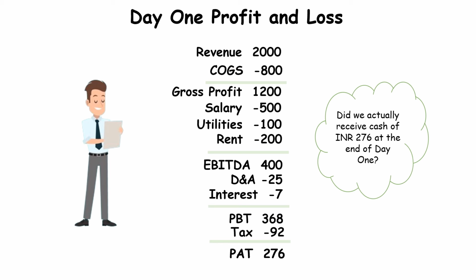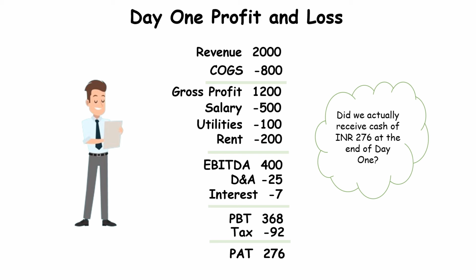Now the big question is, did we actually earn the cash of 276 rupees? The short answer is no, and the reason is that even though we had earned revenue of 2000 rupees, and there were certain cost items, there was no actual cash movement. That's why we will create our cash flow statement to understand how the cash movement happened.